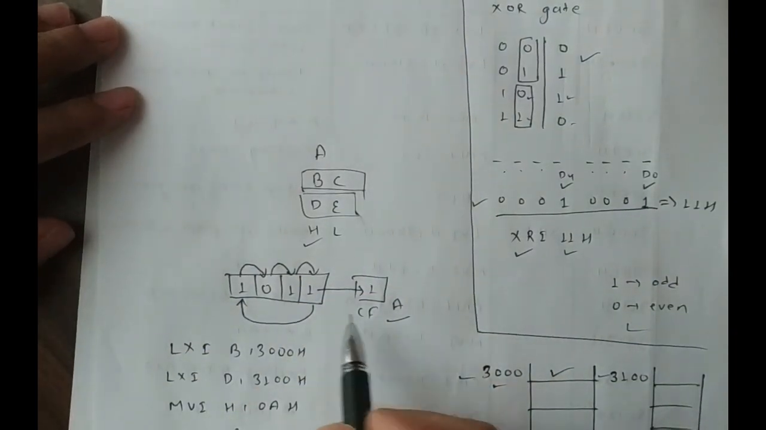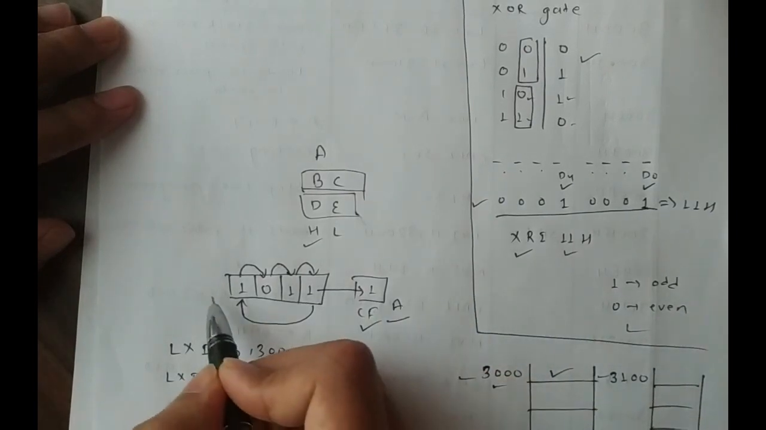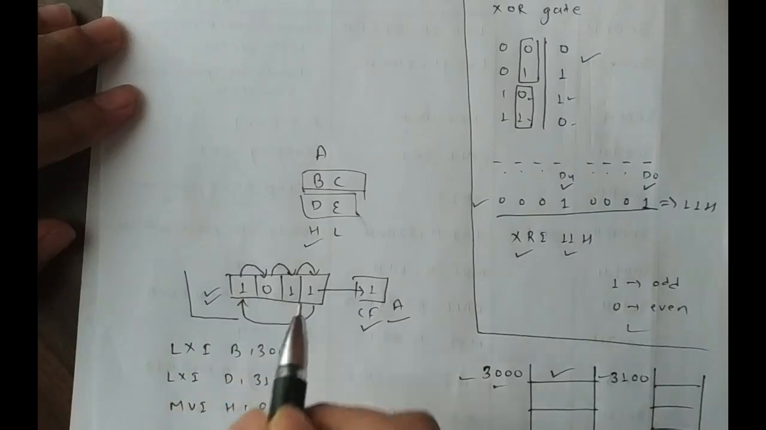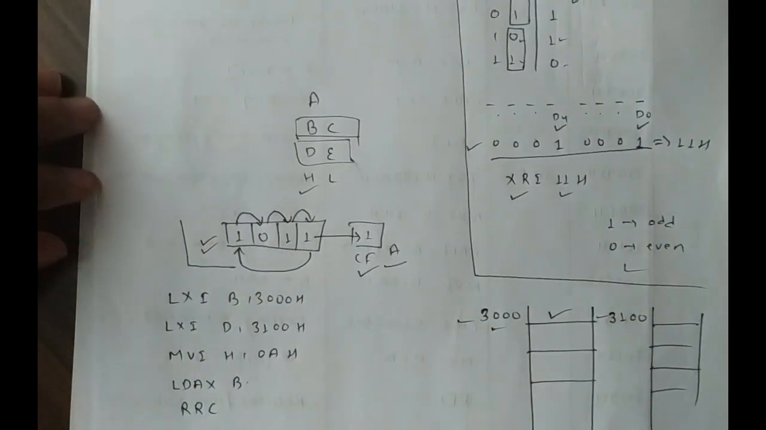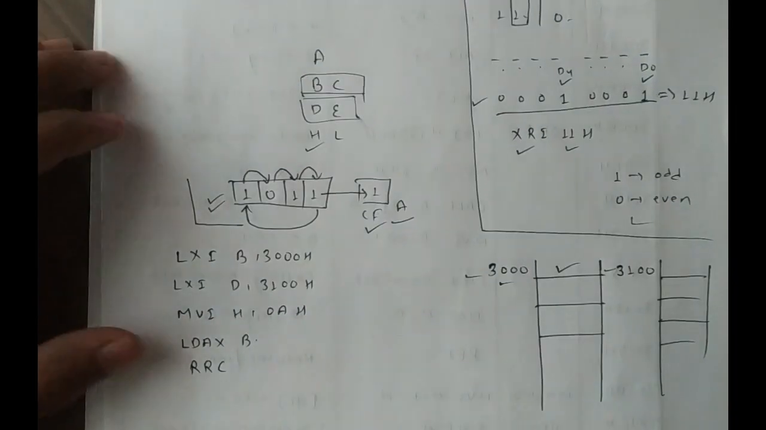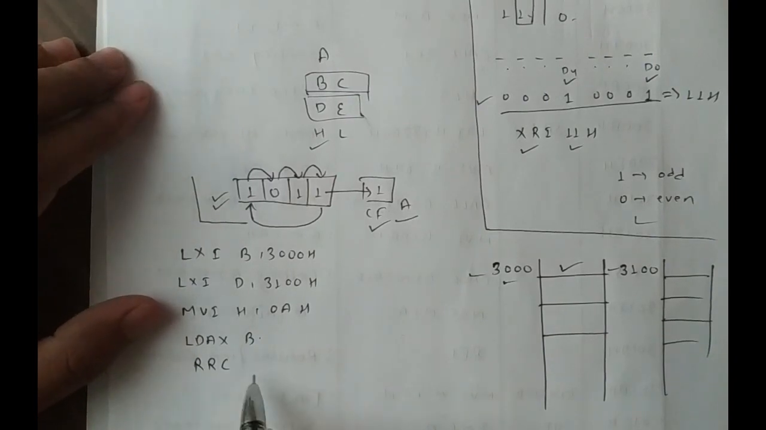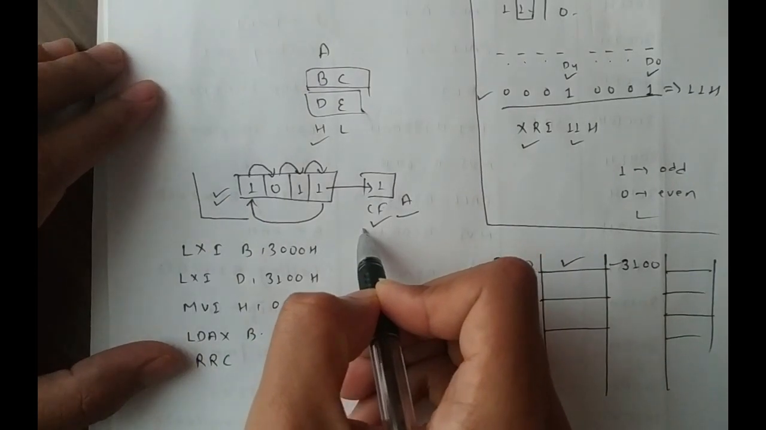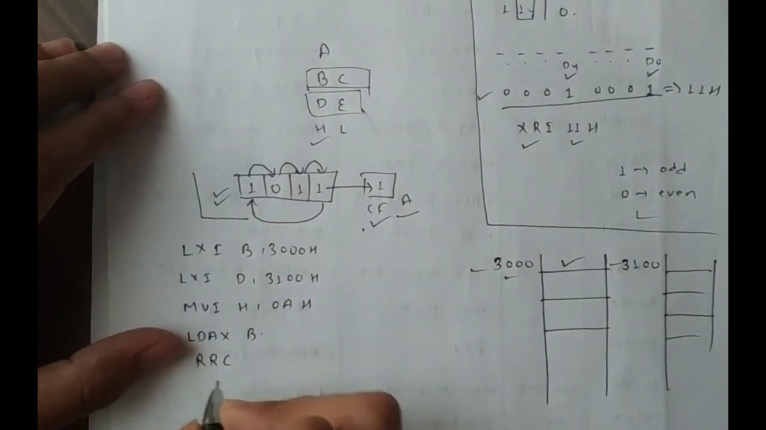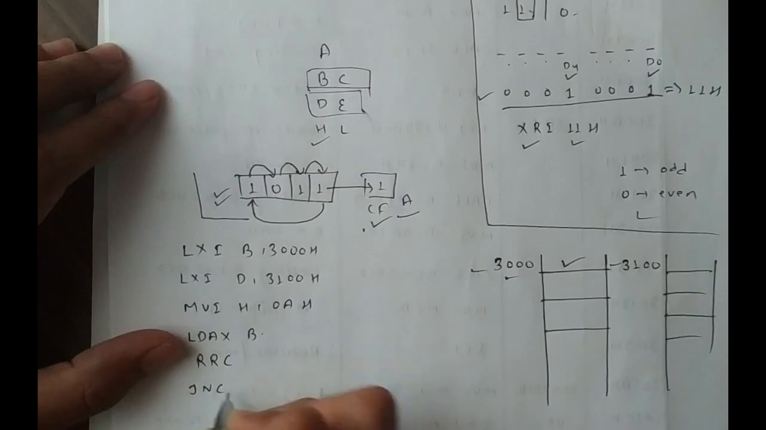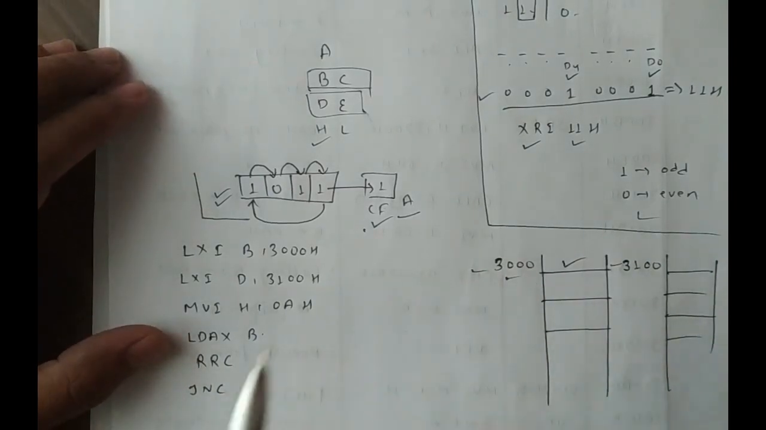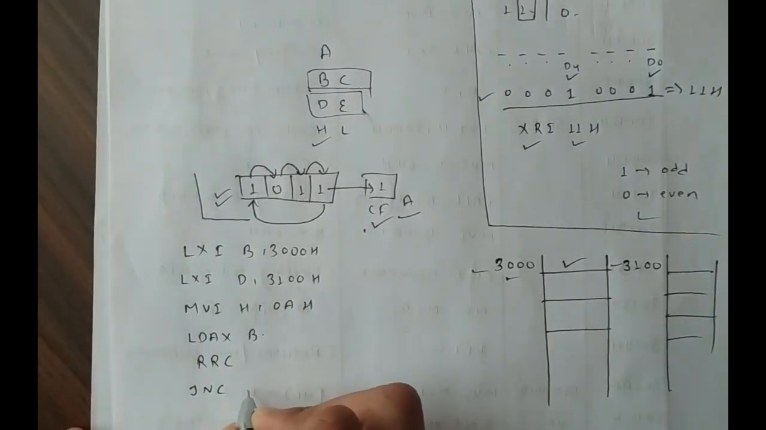So after performing RRC, the carry flag will change and also the content of the accumulator will be changed. We should keep in mind that the content of the accumulator is also changed, otherwise our program will be wrong in a later part. So we'll perform RRC here. Now after performing RRC, the carry flag is changed. So we have to check the carry flag. For that we have the instruction JNC. Now JNC is jump when there is no carry, that is when the carry flag is not set. And let's keep the label skip.